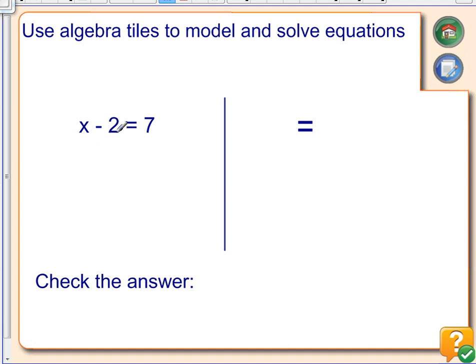So we have x minus 2 equals 7. Think about what my inverse operation would be, and then how I would solve it. My inverse operation would in fact be addition. So I'm going to add 2 to both sides.